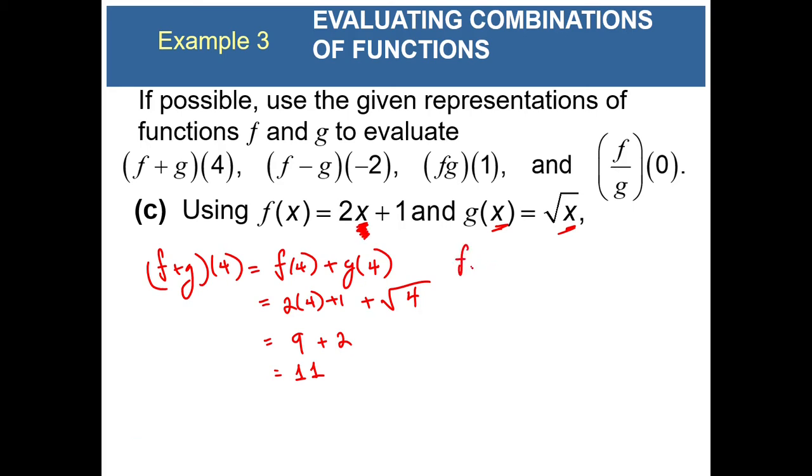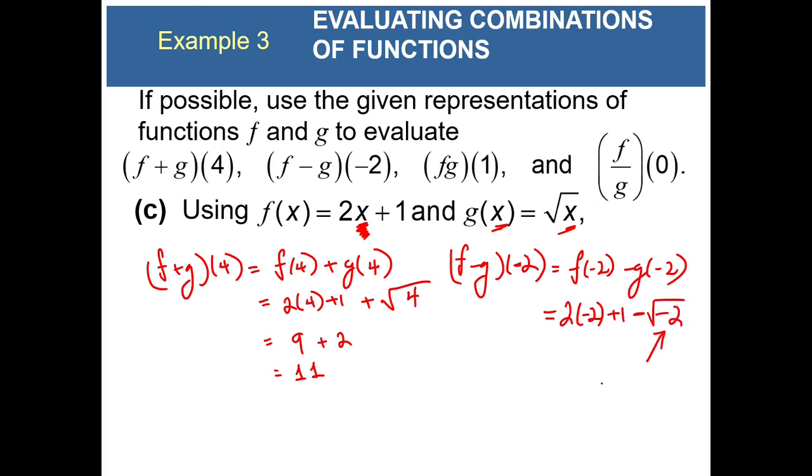We'll try f minus g of negative 2. This is equivalent to f of negative 2 minus g of negative 2. F of negative 2 means plugging negative 2 into the f function. 2 times negative 2 plus 1. And we'll subtract g of negative 2, which is the square root of negative 2. But you cannot take the square root of a negative. It is not possible. So f minus g of negative 2 is undefined.